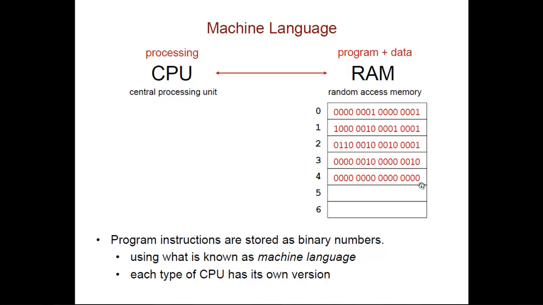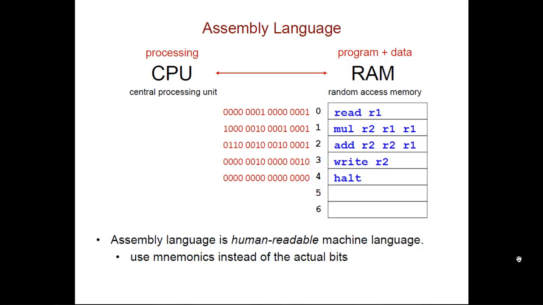When programming at this low level, it's easier to use assembly language, which is essentially human-readable machine language. It allows us to avoid having to figure out the actual bits that we need for a given instruction. So for example, if we want to read a value from the user and store it in the register R1, we can just write read R1 rather than having to look up and figure out that we need these bits to do that.